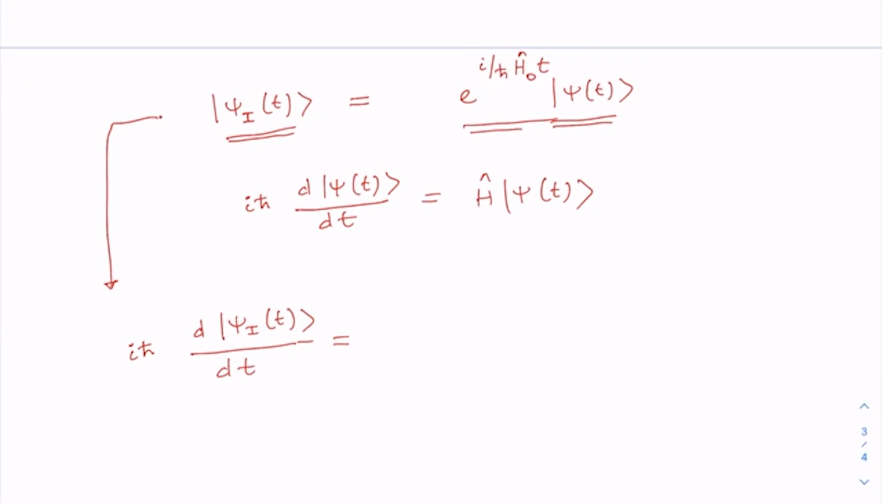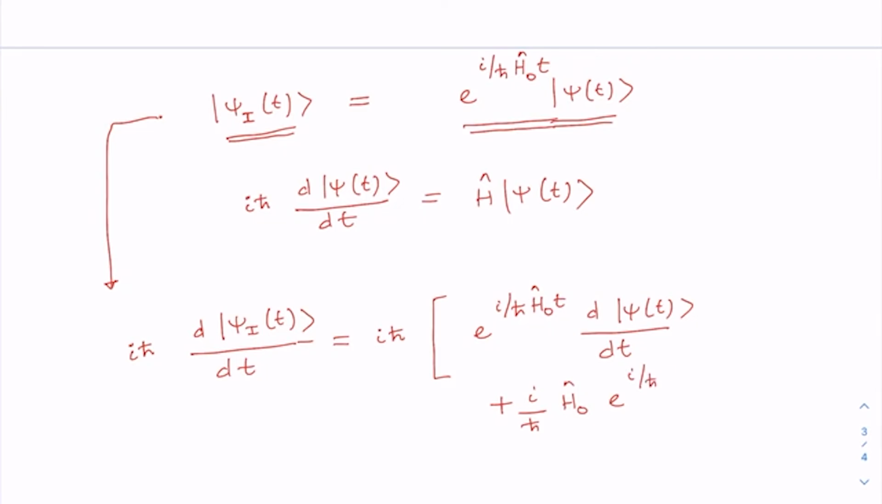I have to take the time derivative of this side, and also multiply by iħ, and if I do that, you will have e^{iH0t/ħ} iħ dψ(t)/dt plus (i/ħ)(iħ) H0 e^{iH0t/ħ}, and we have here ψ(t).